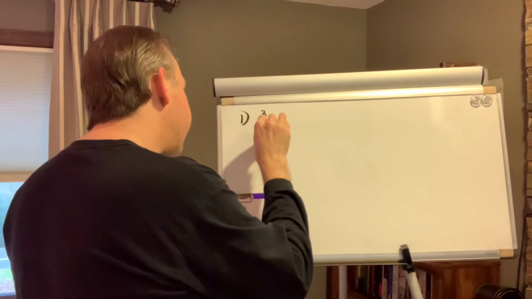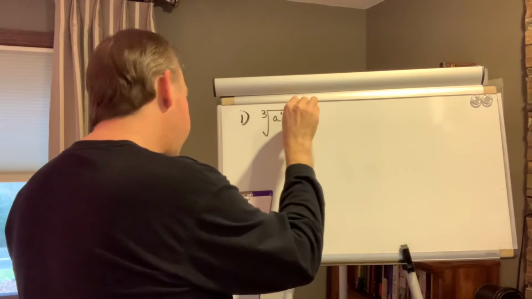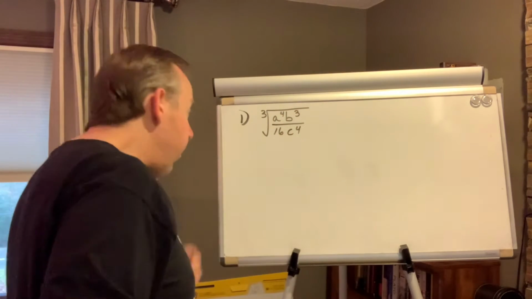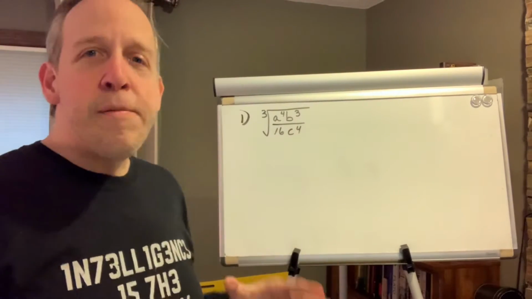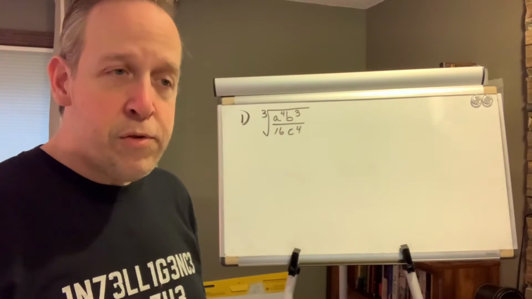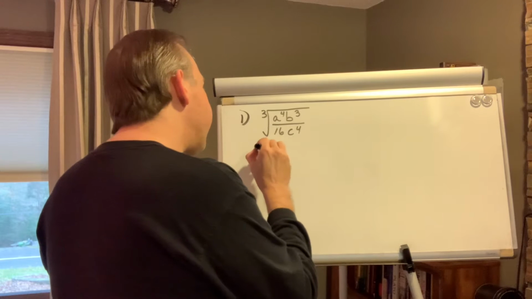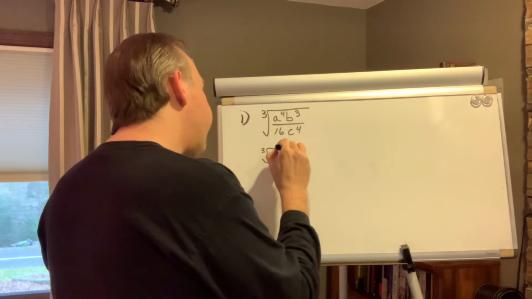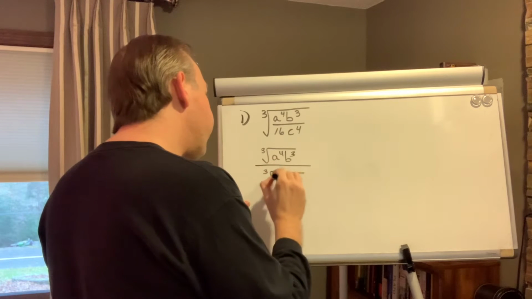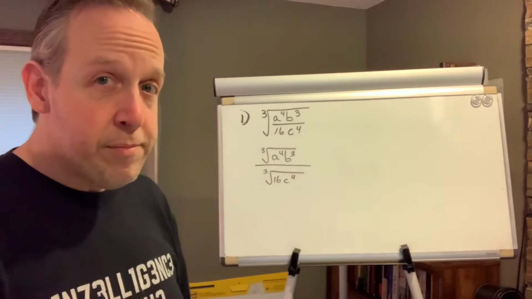The problem is the third root of the fraction a to the fourth, b to the third, over 16c to the fourth. All right, so ultimately the best first step when you have a fraction in your radical is to break it into your numerator and your denominator. So we're going to rewrite this as the third root of a to the fourth, b to the third, divided by the third root of 16c to the fourth. And that's a good place to start.